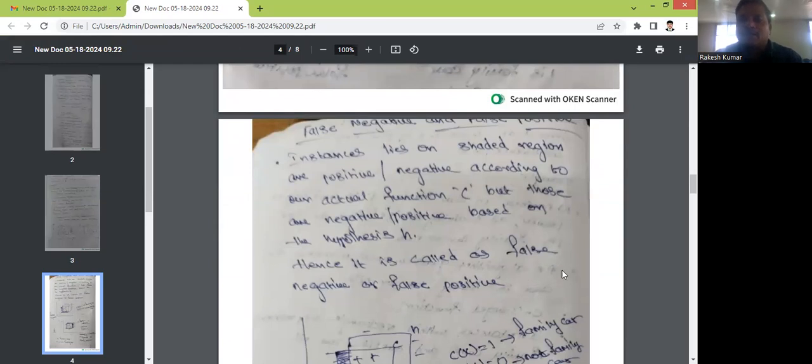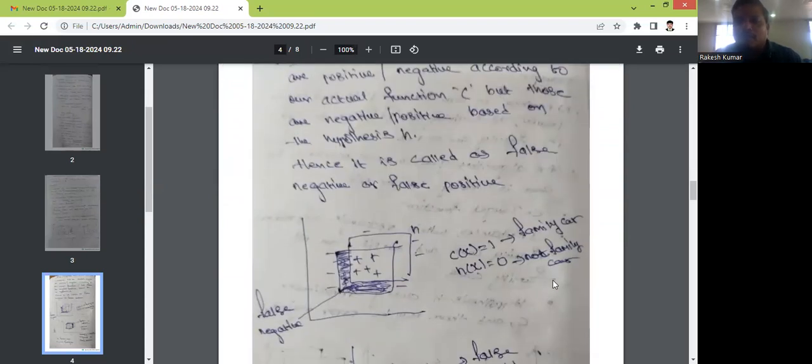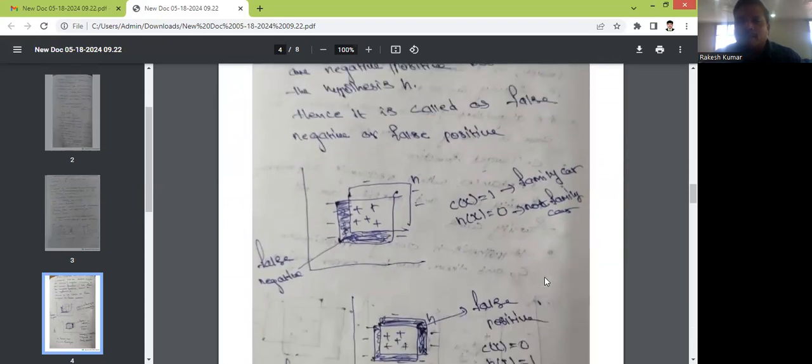For instance, the shaded regions are false positive or negative according to the actual function C, but they are negative or positive based on the hypothesis H. Hence it is called a false negative and false positive. Our question here is to find out whether it is a family car or not. In this prediction, the shaded region comes under the false negative. How do we find the false negative?